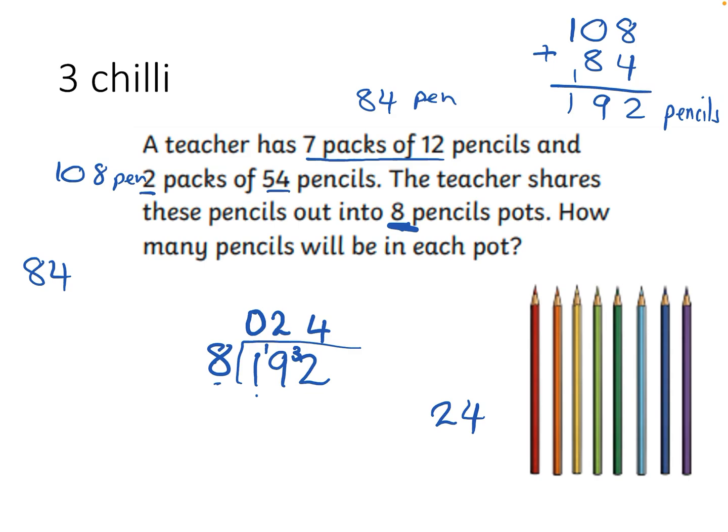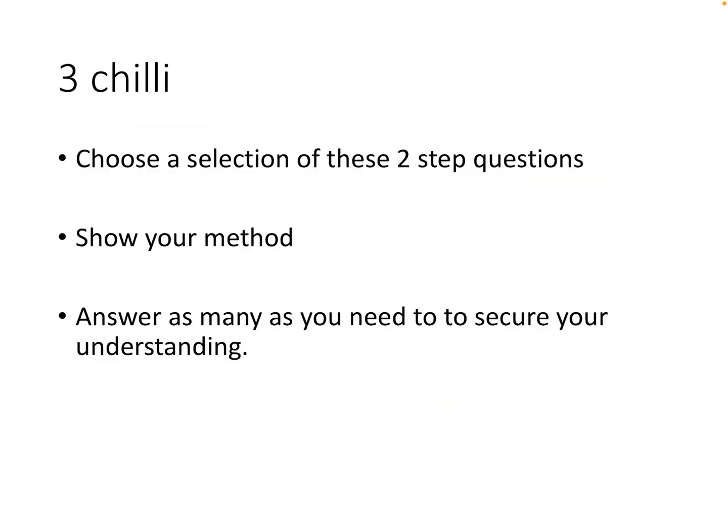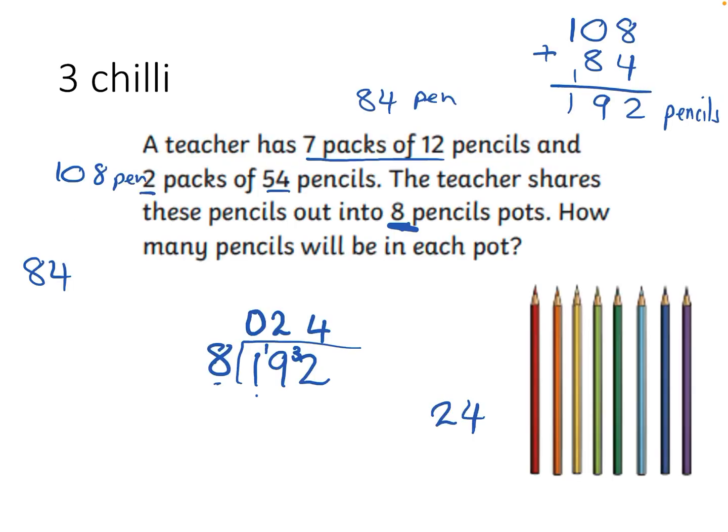So I've got lots of challenges. I'll put them up as a PDF. What I want you to do is just choose a selection of them. Some of you will want to do all of them, and that will be brilliant. Some of you will only need to do a few, and that's absolutely fine as well. Please show your method, because that's what's important. Now, your method could be like mine. It could be notes. This is how I would choose to work.